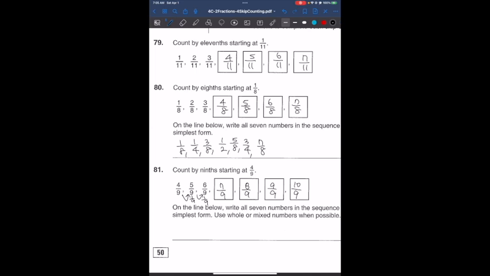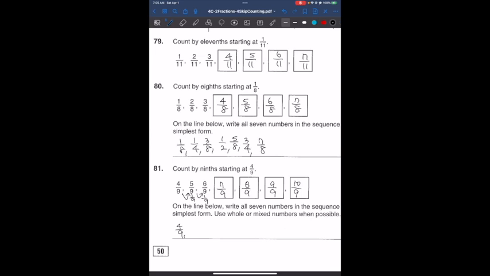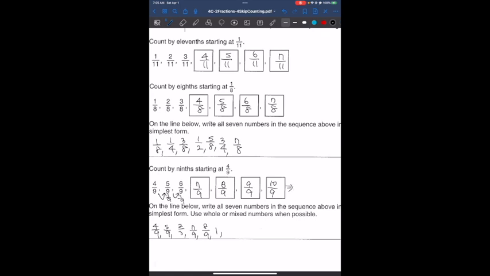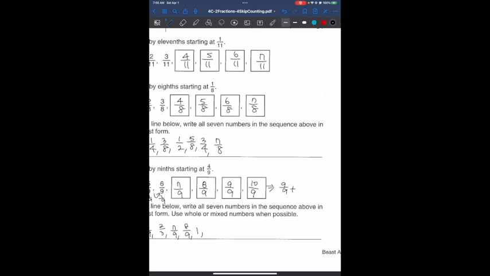And to simplify, we can do 4 over 9, 5 over 9. And for 6 over 9, we can divide both the numerator and the denominator by 3. So we get 2 over 3. And we have 7 over 9, and then we have 8 over 9. 9 over 9 is going to be considered 1. And 10 over 9, if we write it as a mixed number, which we learned last time, can be written as 9 over 9 plus 1 over 9. It's going to be 1 and 1/9.